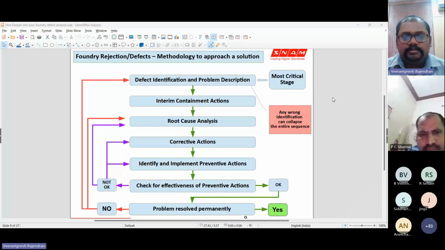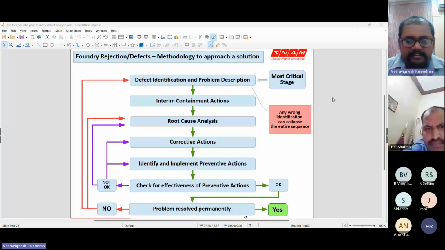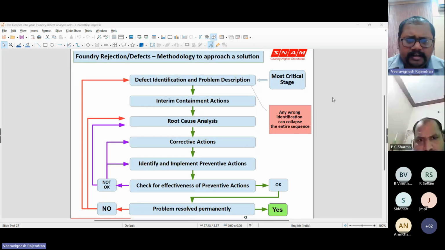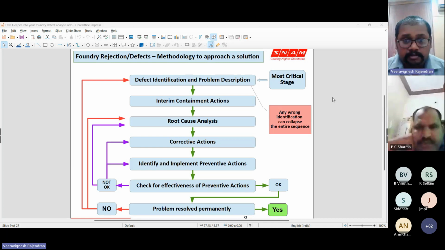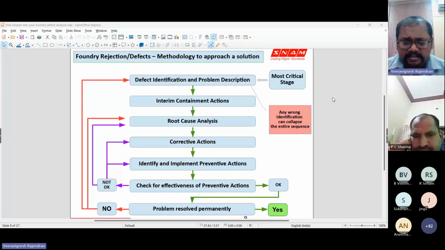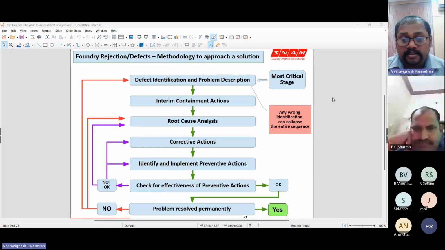Yeah. So after this you have to take interim containment actions. Interim containment actions are, you can remove that problematic item from the system or the process such that it does not cause further rejections, because any rejection is going to cost the company. And this containment action depends on the type of rejections and the decisions which the organizations can take.